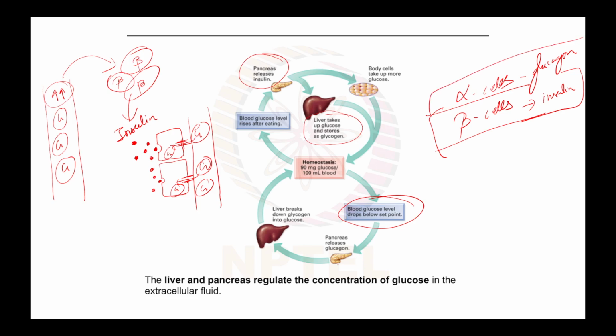Okay, so then we have, from the glucagon receptor, the enzymes involved in breaking down glycogen to glucose get activated. Okay, and then again that glucose is released into the bloodstream, and the blood glucose level is brought back to the homeostatic level. So altogether the liver and pancreas regulate the concentration of glucose in the extracellular fluid. This is one example of homeostasis for maintaining the blood glucose level.